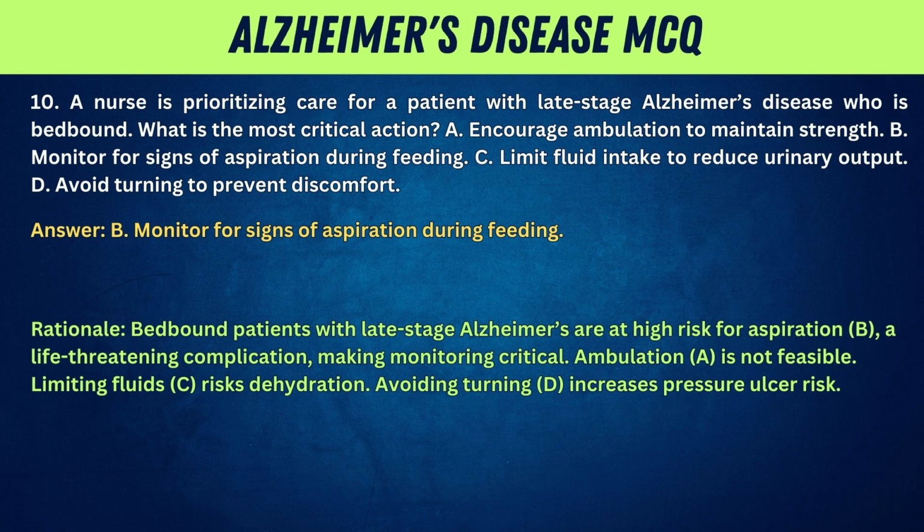Rationale: bedbound patients with late-stage Alzheimer's are at high risk for aspiration, B, a life-threatening complication, making monitoring critical. Ambulation, A, is not feasible. Limiting fluids, C, risks dehydration. Avoiding turning, D, increases pressure ulcer risk.